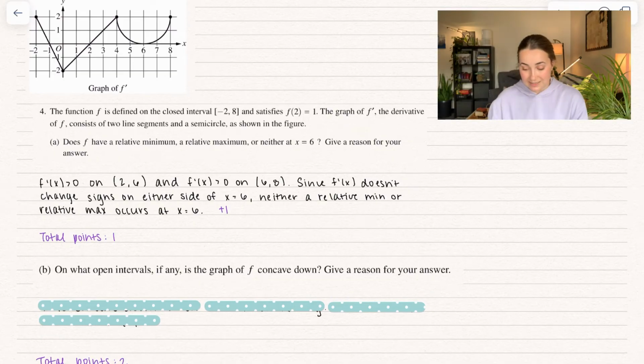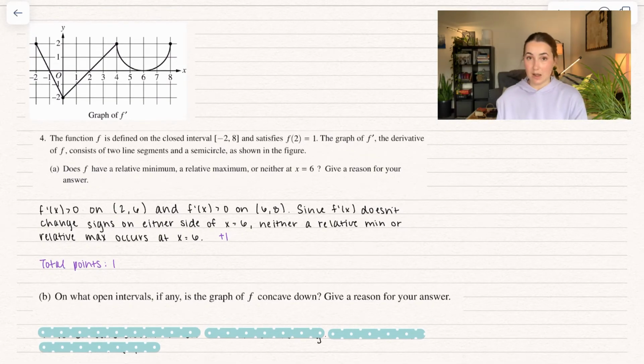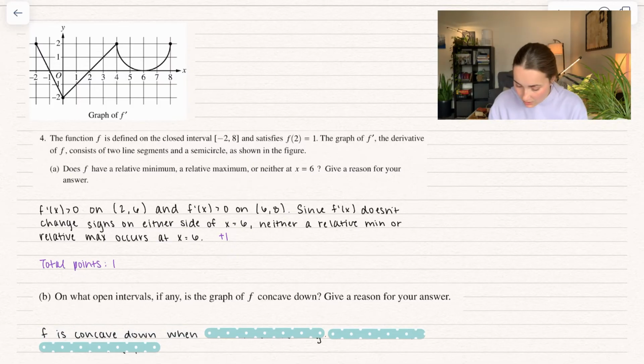On what open intervals, if any, is the graph concave down? So remember what derivatives are. The first derivative represents the rate of change of the function. So if the rate of change is negative, or the first derivative is negative, the function is decreasing. So now you've got to think a step further. The second derivative represents the rate of change of the first derivative. So where the first derivative is decreasing, the second derivative is negative, aka the function is concave down. So we're looking for when the first derivative is decreasing.